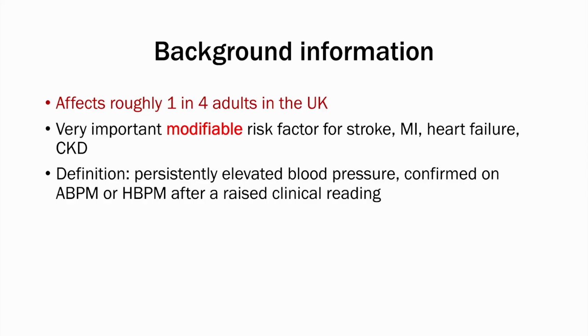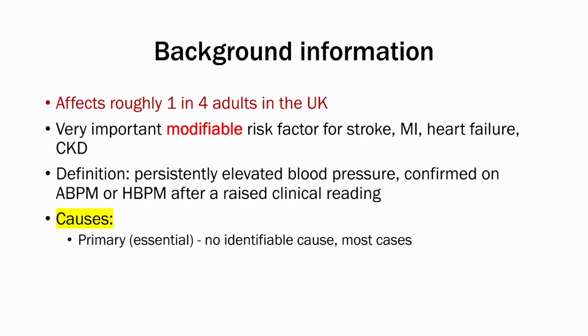ambulatory readings are normal. Around 90 to 95% of cases are primary or essential hypertension, meaning there is no single identifiable cause. It is thought to develop from a combination of genetic predispositions, age-related arterial stiffening, and lifestyle factors, which include high salt intake, obesity, alcohol, and inactivity.